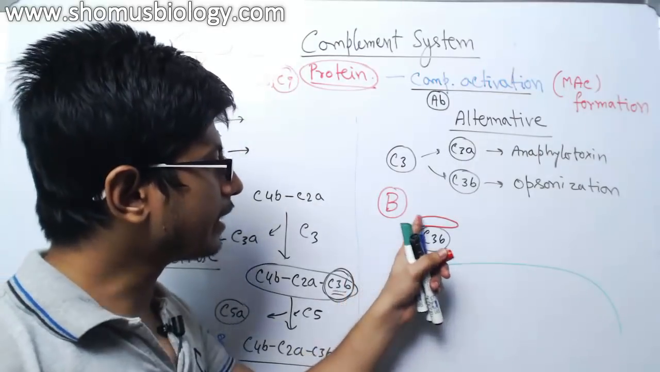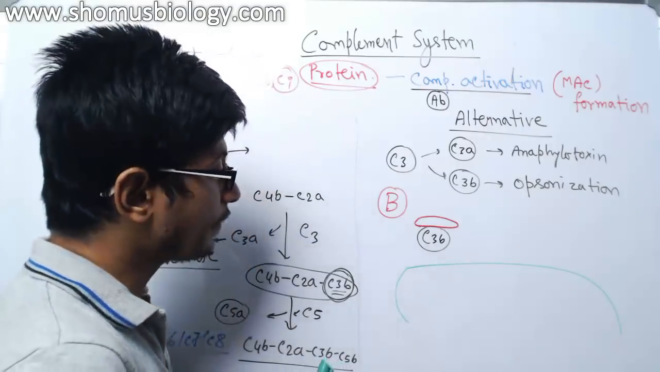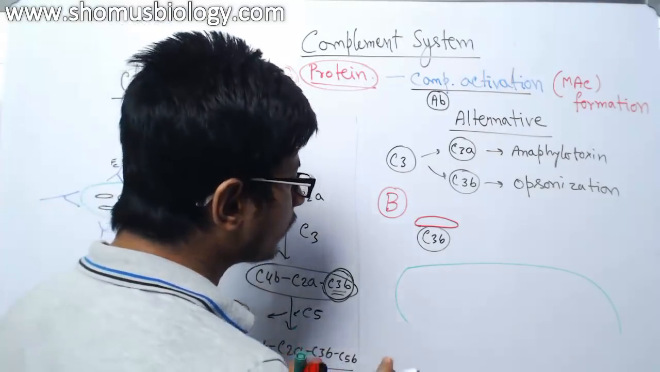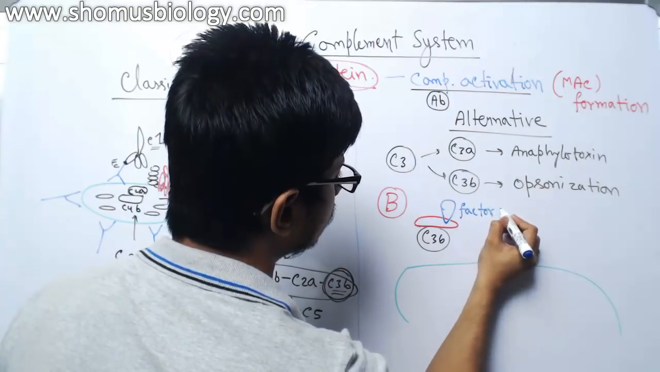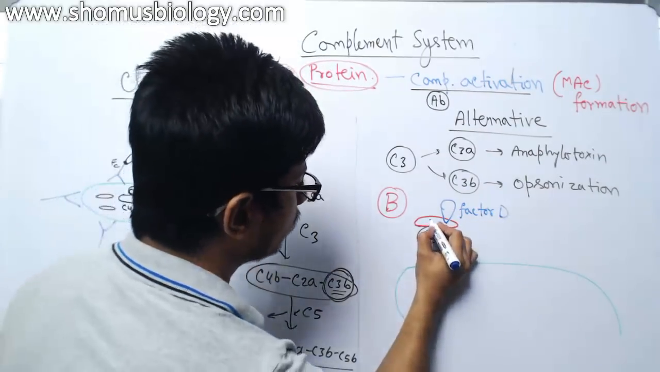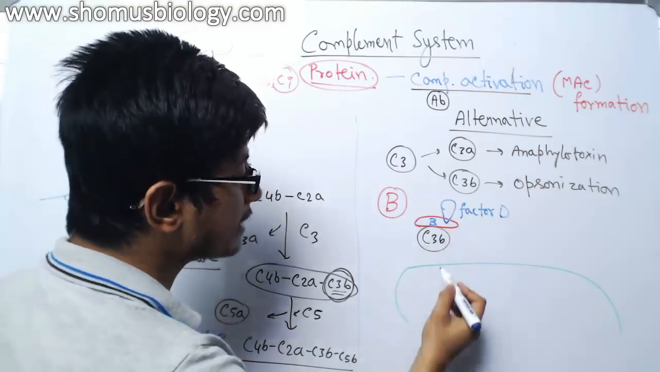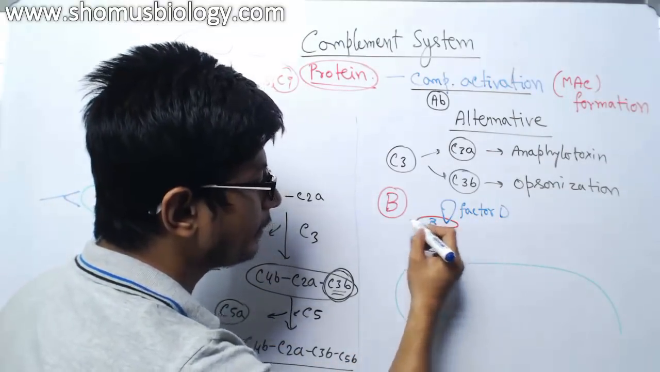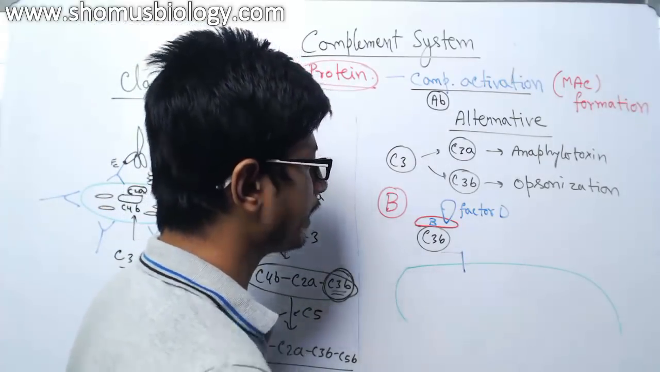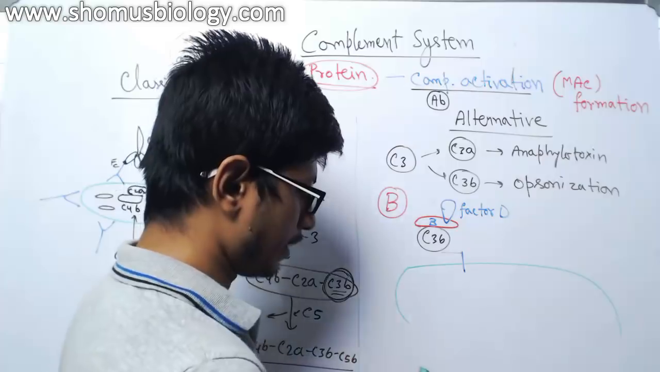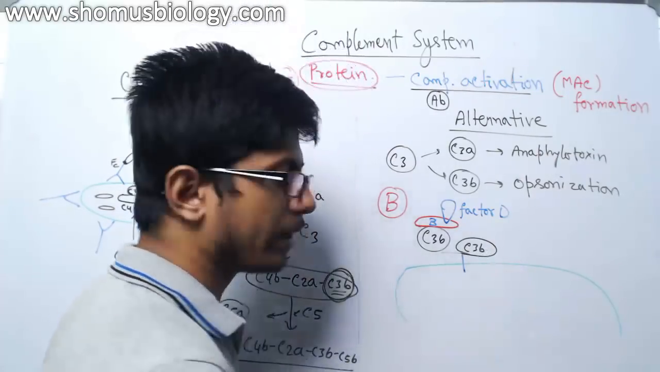But this factor B and C3b, both of them are in inactivated form. Once this factor B is attached with another factor known as factor D, once factor D is interacting with factor B, it makes this C3b activated, and then this C3b is embedded into the membrane.